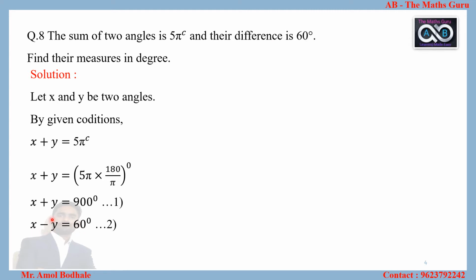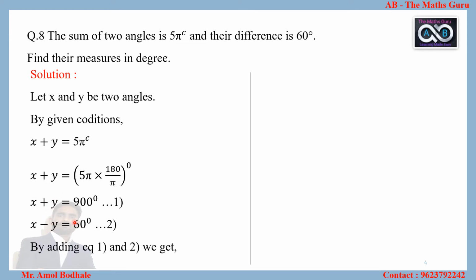Now here we have two conditions. The first one is x plus y equal to 900. Second one, x minus y equal to 60. Now by solving these two equations, we have to find out the values of x and y. So how can we find x and y? Simply, here the coefficients of y are opposite. So if we add these two equations, y will cancel.